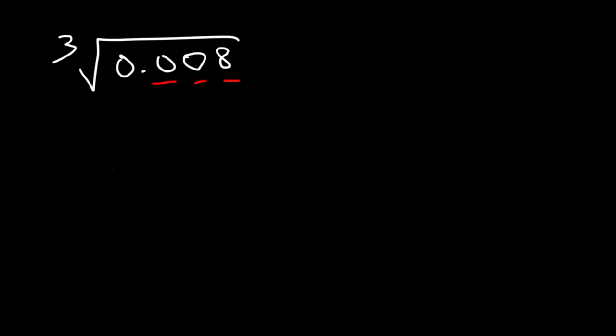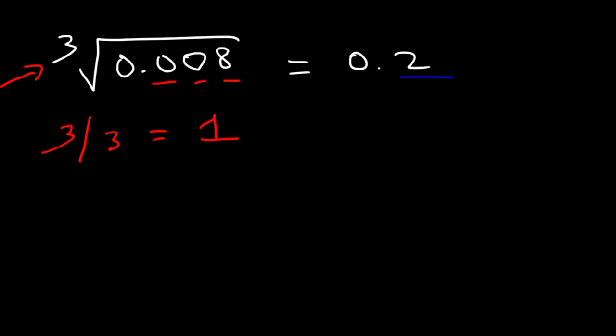Now what is the cube root of a decimal? Let's say 0.008. Notice that we have 3 digits to the right of the decimal point. Take that number and divide it by the index number. Your final answer should have one digit to the right of the decimal point. Now we know that the cube root of 8 is 2, so this is just going to be 0.2. As you can see, it has one digit to the right of the decimal point.